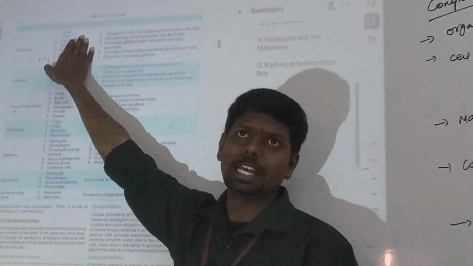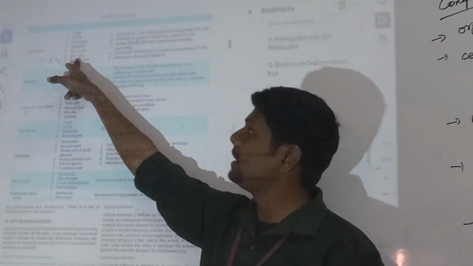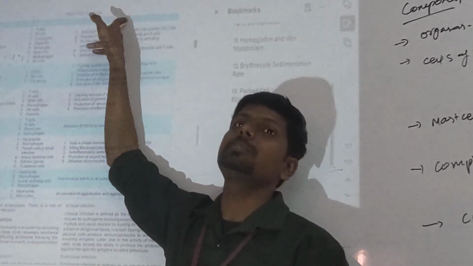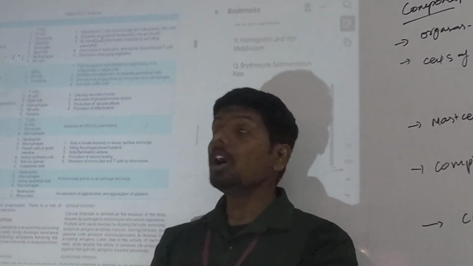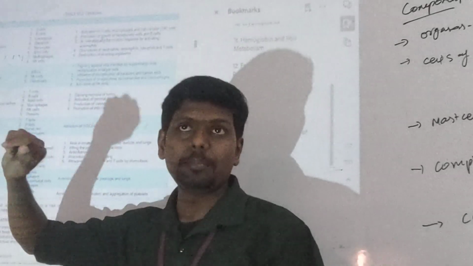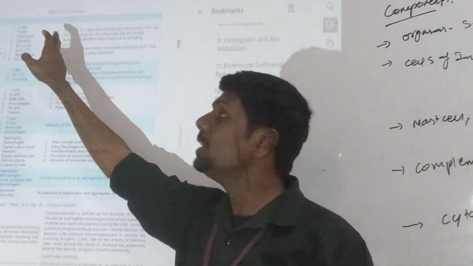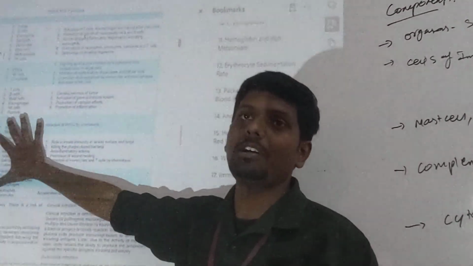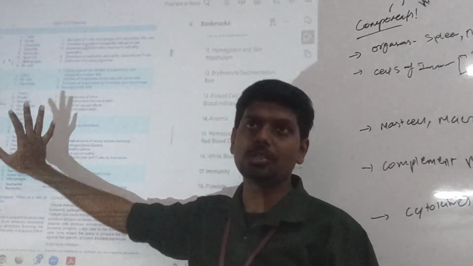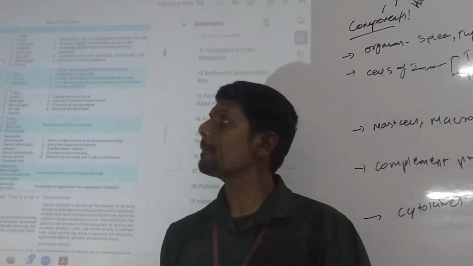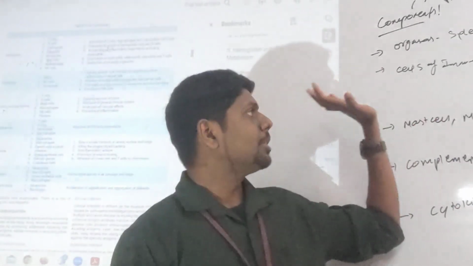Interleukins are secreted by certain types of T cells, which will help in activating other types of T cells. In the textbook Essential Physiology by Sembulingam, this table is available. This is one of the best notes for understanding the immune system. Yeah, this is all about the cytokines.